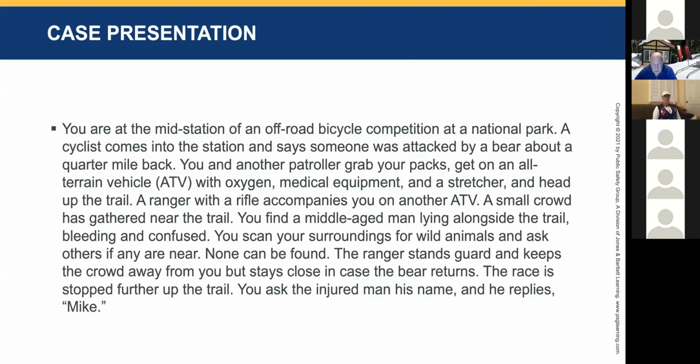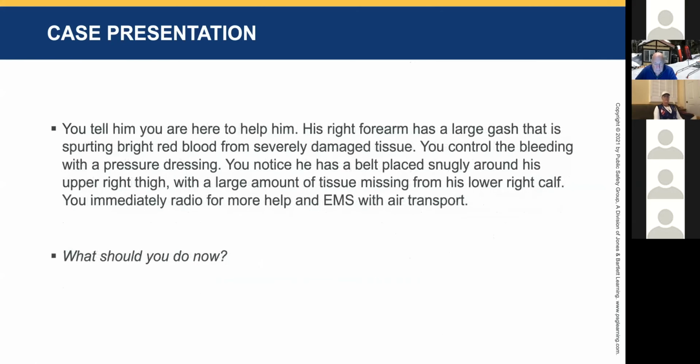You ask the injured man his name. He replies, Mike. You tell him you're here to help him. His right arm has a large gash that is spurting bright red blood from severely damaged tissue. You control the bleeding with a pressure dressing. You notice he has a belt placed snugly around his upper right thigh with a large amount of tissue missing from his lower right. You immediately radio for help and EMS with air transport. What should you do now?